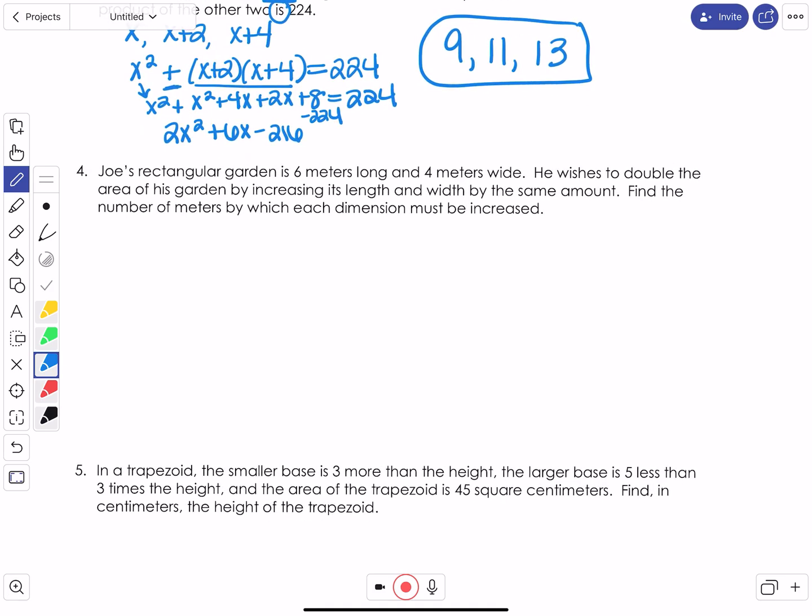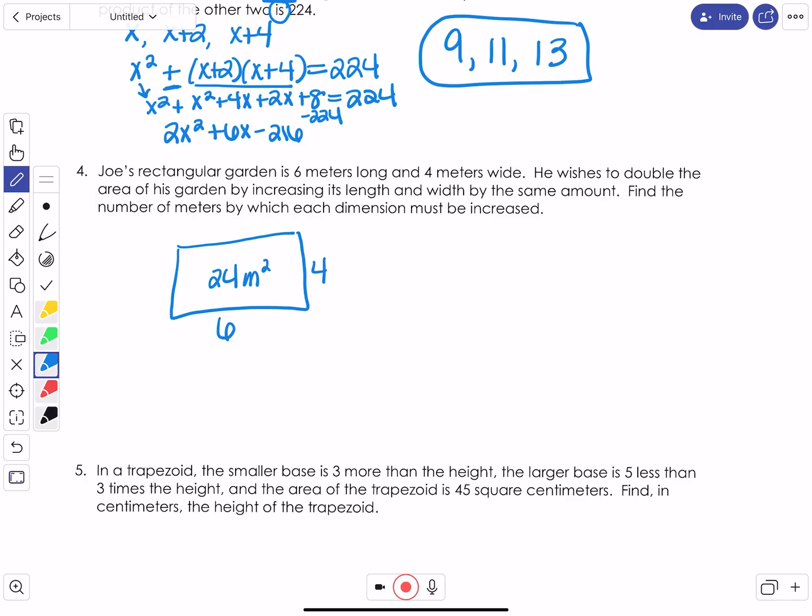So Joe's rectangular garden is 6 meters long and 4 meters wide. Now I always like to draw pictures because pictures help me. So we got our rectangular garden, 6 meters long and 4 meters wide. He wishes to double the area. Now we're already talking about the area. So if we're going to double the area, we need to figure out the area of this garden. So 6 times 4 is 24. So it's 24 meters squared.